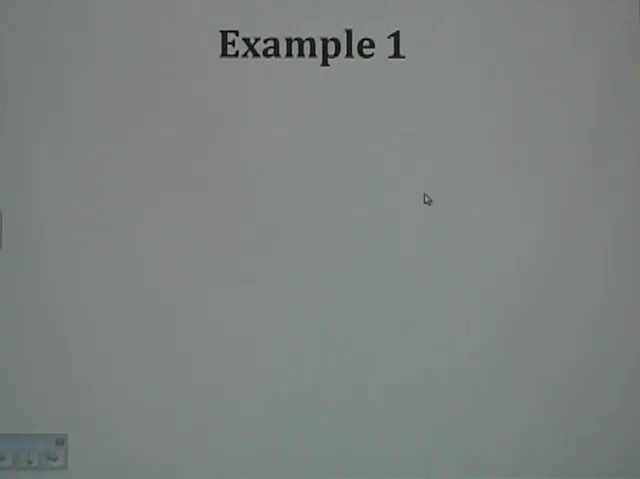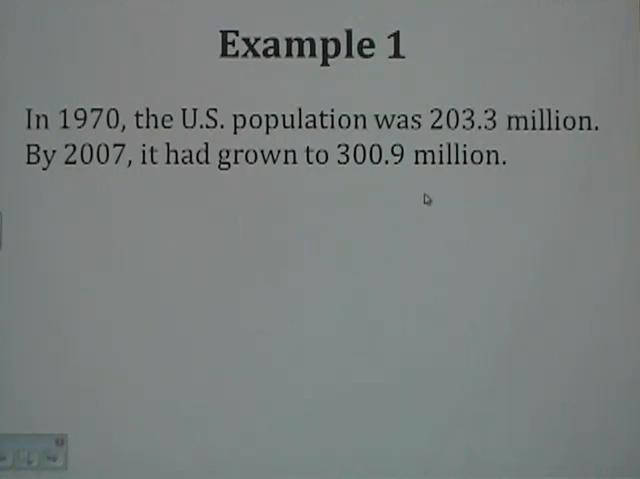Let's start looking at our first example for a problem that deals with exponential growth or decay. In my example 1 right here, I am going to show the problem. In 1970, the US population was 203.3 million. By 2007, it had grown to 300.9 million. So that is generally the information that we have so far.